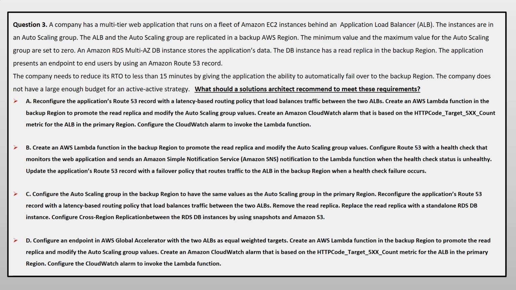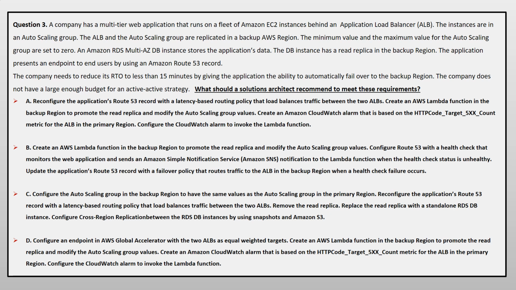The application presents an endpoint to end users by using an Amazon Route 53 record. The company needs to reduce its RTO to less than 15 minutes by giving the application the ability to automatically fail over to the backup region. The company does not have a large enough budget for an active-active strategy. What should a solutions architect recommend to meet these requirements?